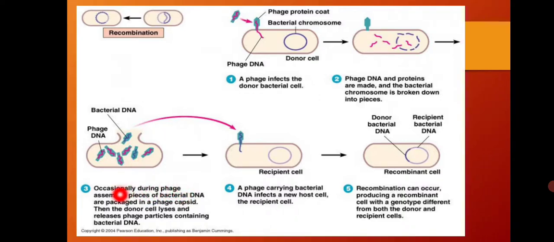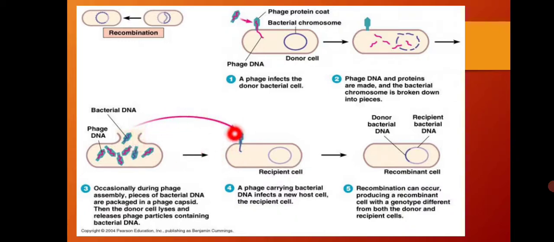That is the packaging process. Occasionally during phage assembly, pieces of bacterial DNA are packed in a phage capsid. Then the donor cell lyses and releases phage particles containing bacterial DNA. As I told, during the packaging process, there is insertion of phage DNA and even bacterial DNA. Once the replication process has been completed, there is lysis of the cell. The phage will move out of the cell and be ready to infect another cell.